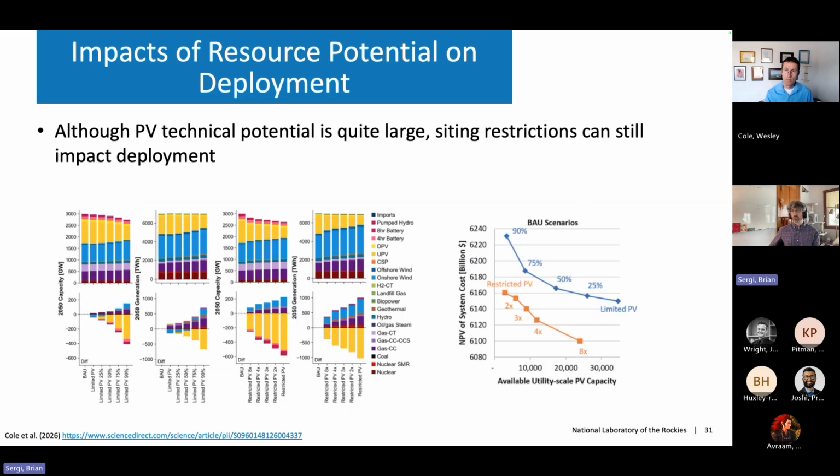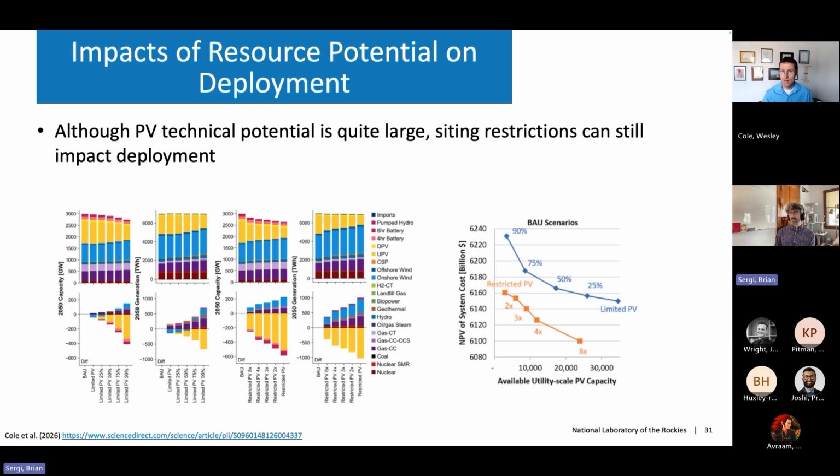This is also true for solar in a bit of a different way. I mean, the solar technical potential is quite large, just because there's a lot of land in the country. And wind turbines, you've got to space them out more, and there's more restrictions based on the tip height that Wesley talked about. So even in the limited case, you do end up with a lot of solar.